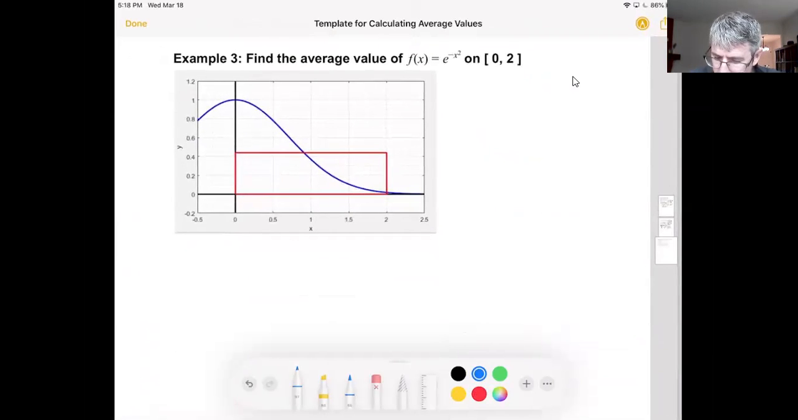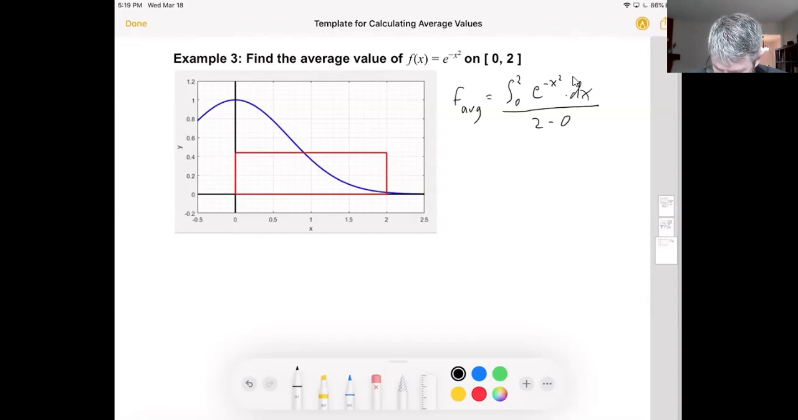So in example 3, we're supposed to find the average value of the function e raised to the negative x squared. So once again, we could start with the area under the curve. That would be the integral from 0 to 2 of e to the negative x squared dx all over the width of the interval, so that's a width of 2 minus 0. So we take the area and divide by the width. We will get the average value of x.